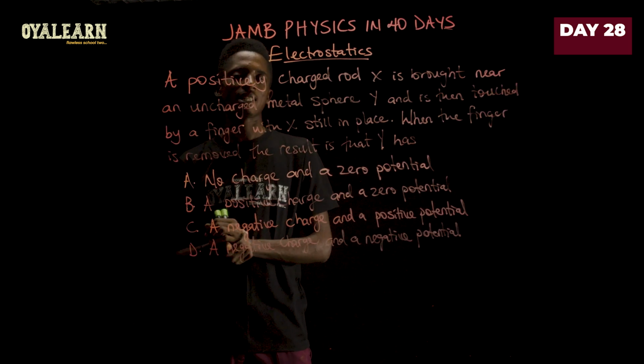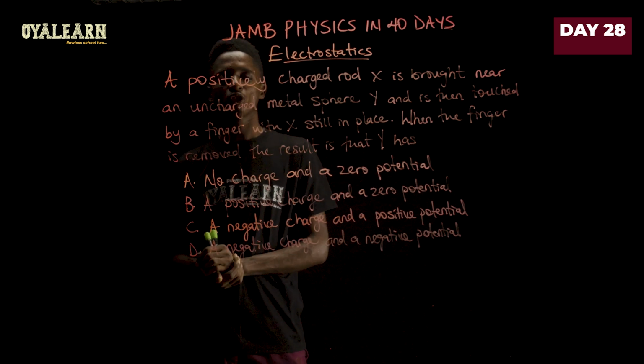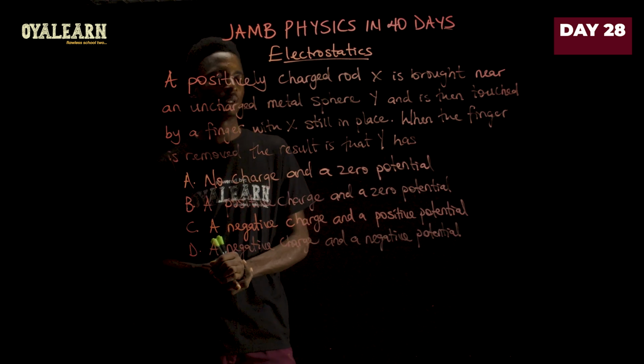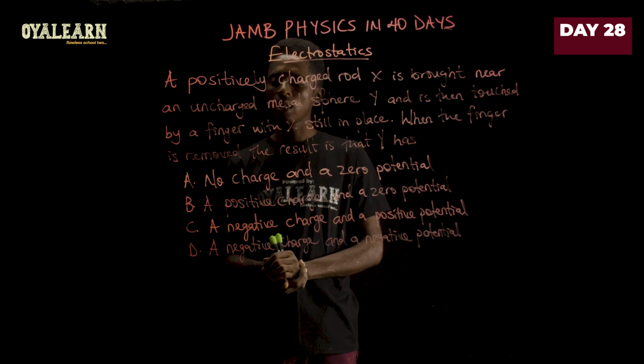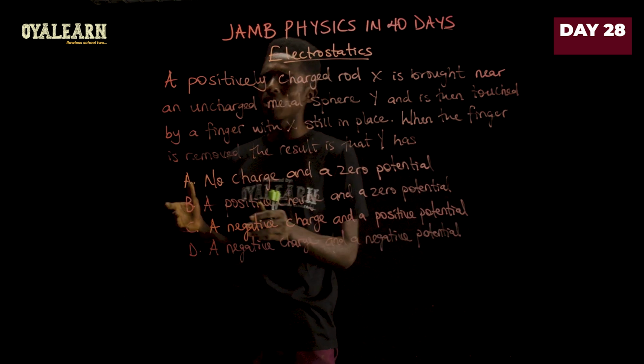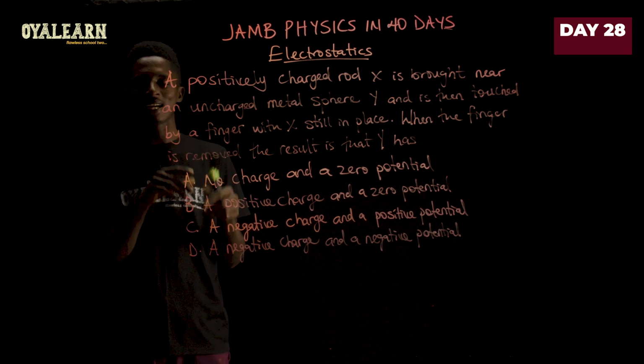This question says a positively charged rod X is brought near an uncharged metal sphere Y and is then touched by a finger with X still in place. When the finger is removed, the result is that Y has... So let's visualize this and explain what happens step by step so that we can get to the right answer.